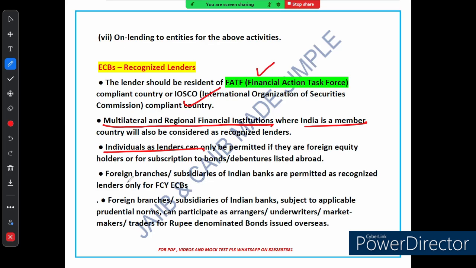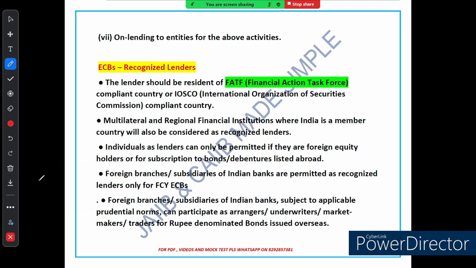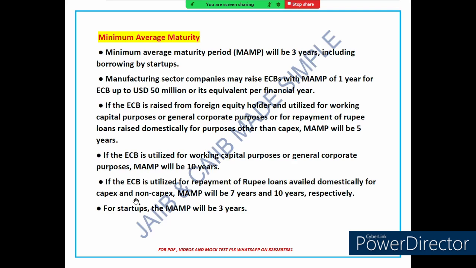And remember that foreign branch and subsidiaries of Indian bank are permitted as recognized lender only for foreign currency ECB. And suppose there is a foreign branch or a subsidiary of Indian bank, they are also recognized lender subject to applicable prudential norms. They can participate as arranger, underwriter, market maker for rupee denominated bond. So these are the points which we have covered in this particular slide. So that is the point.